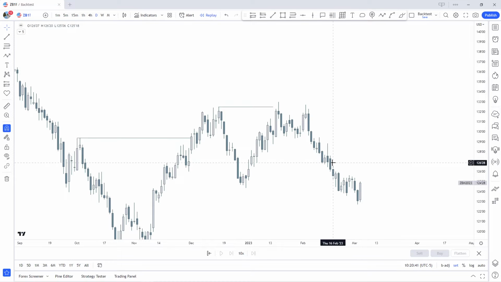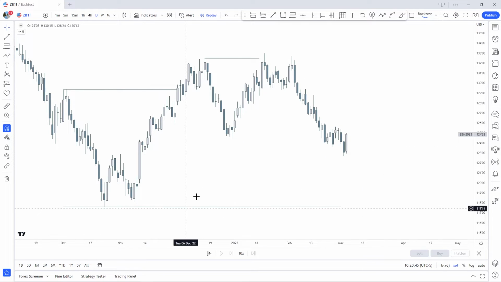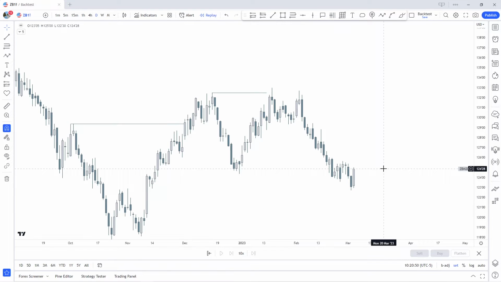So ask yourself, what is the current draw on liquidity? The current draw on liquidity was this monthly low. So our draw on liquidity is on the bearish side. If the draw on liquidity is on the bearish side, we want to see some indication that price wants to go lower. Now, how can we get this indication and how can we react to it?